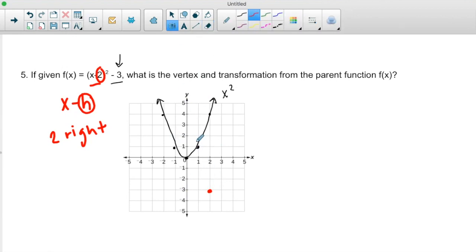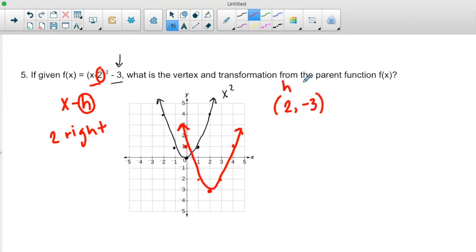Okay, so it's exactly the same. So you would have your next points, and then 2, 1, 2, 3, 4, right here. 1, 2, 1, 2, 3, 4. And this is your new parabola. So the vertex is at 2 and -3.